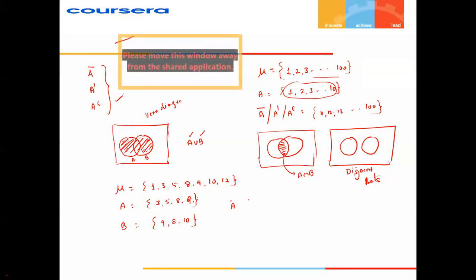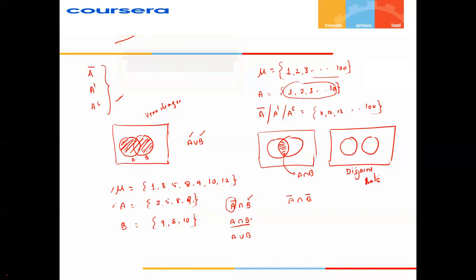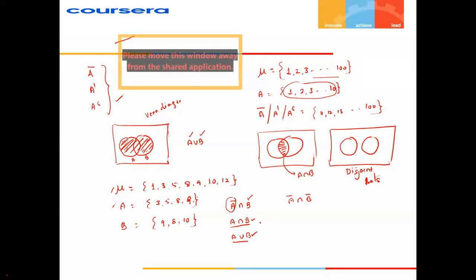Now we need to find what is A complement intersection B, or what is A intersection B, what is A union B, or what is A complement intersection B complement, like this. Once we understand these operations, we know A complement means mu minus A, then intersection with B. Similarly, we understood this, right? So once we had the basic understanding of A union B, A intersection B, A complement, mostly we work with this. This is what we talk about in set theory.